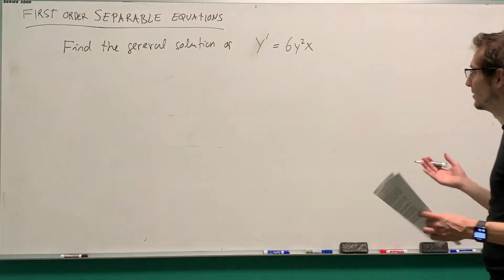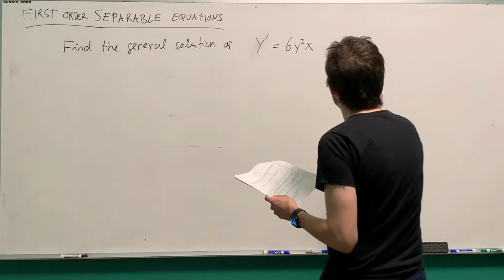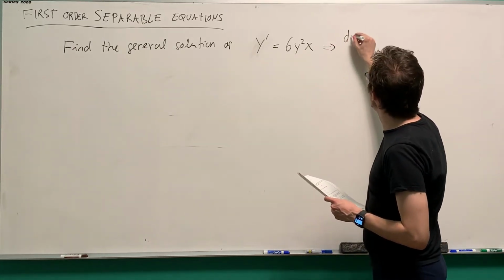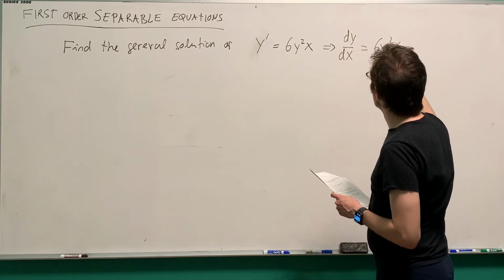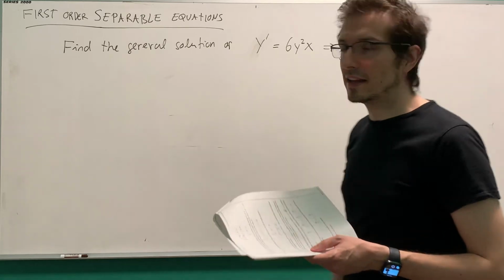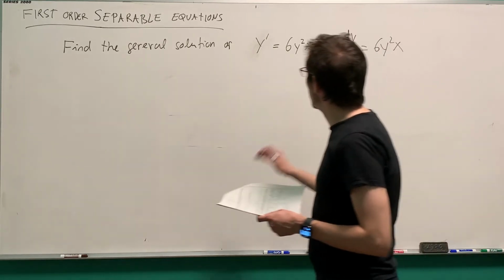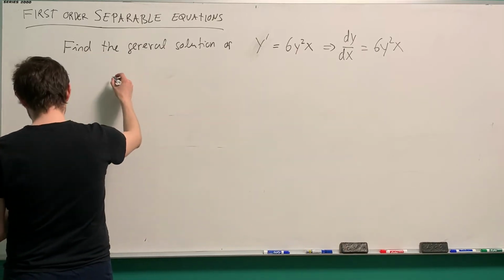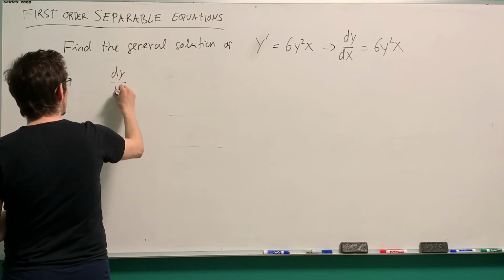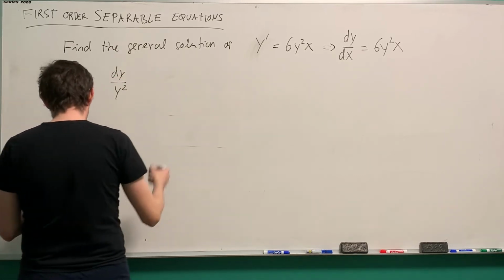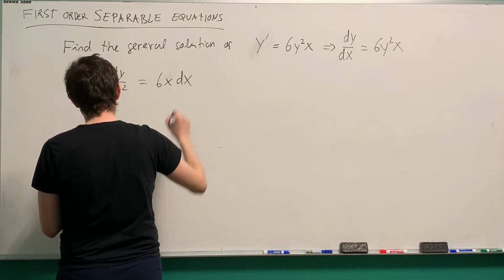This also feels very separable. We can put all the y's on the left, so again, let me just write it for clarity, dy/dx equals 6y squared x. Dependent variable is y, independent variable is x, the solution would be y of x. So we put all the y's on the left, all the x's on the right. So if we do that, we get dy divided by y squared, okay? And then I put the 6 on the other side just because I want to, 6x dx.